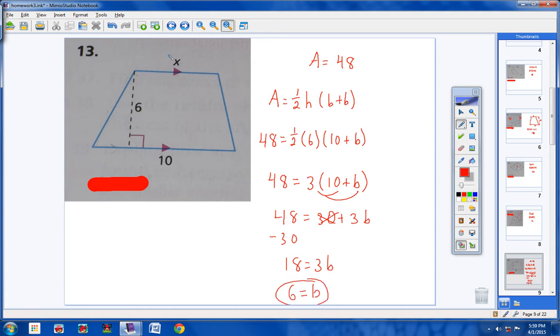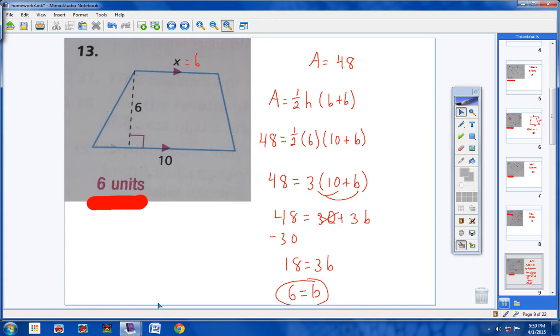And let's see if that's right. Put a 6 right here, real quick. 6 plus 10 is 16. 16 times 6 would be 96. Divide that in half and you get 48, which is what you want to get. So yes, x equals 6 units.